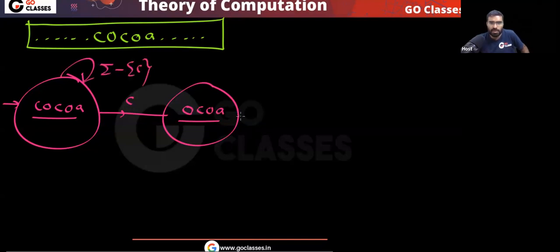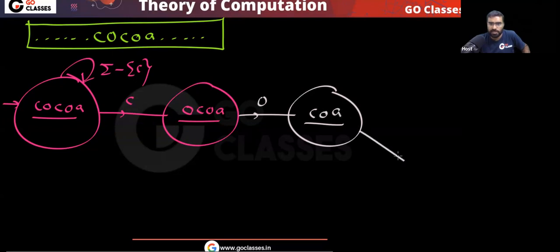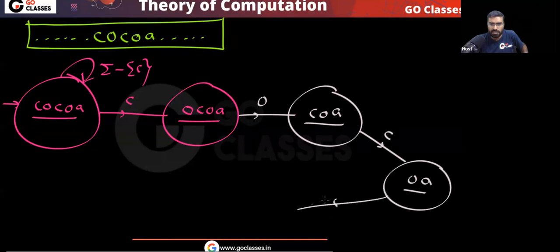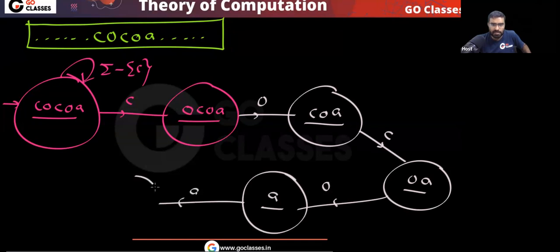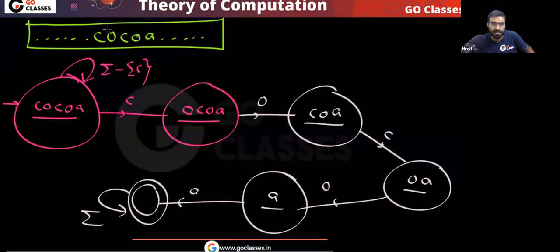In this state, if O comes, then you will wait for COA. In this state, if C comes, then you will wait for OA. In this state, if O comes, then you will wait for A. And if A comes, then that's it. Now you can accept everything, whatever comes, I don't mind, because I want to contain this substring.